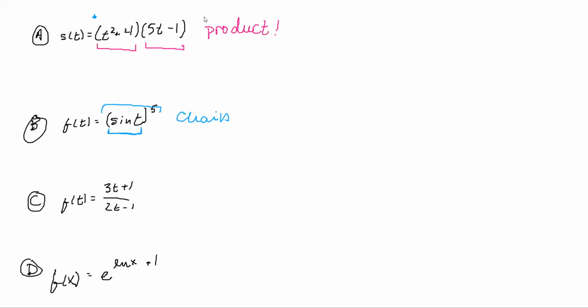C, quotient rule, probably the easiest to diagnose. The division. All right, and what about D? Chain rule, exactly. Because we've got this function up here, and we've got this bigger function down here. All right, you guys are great at that.